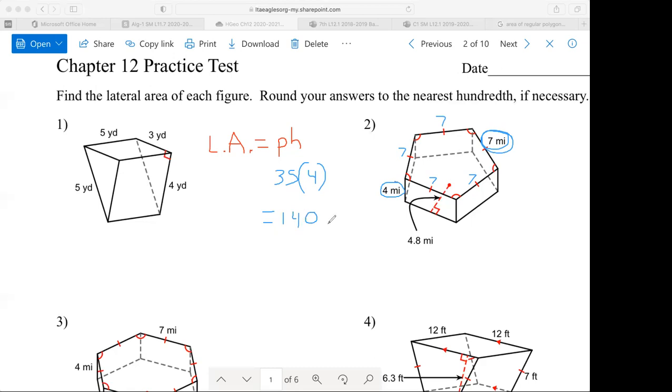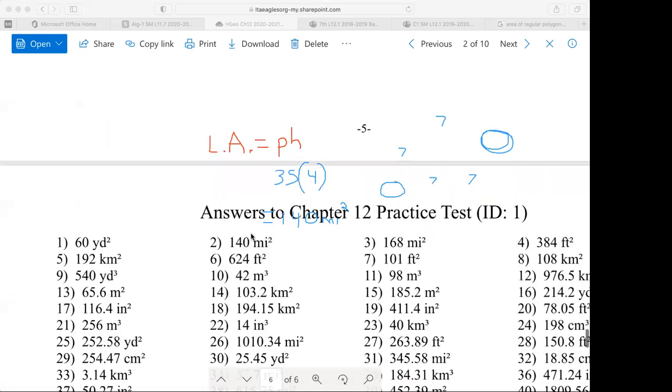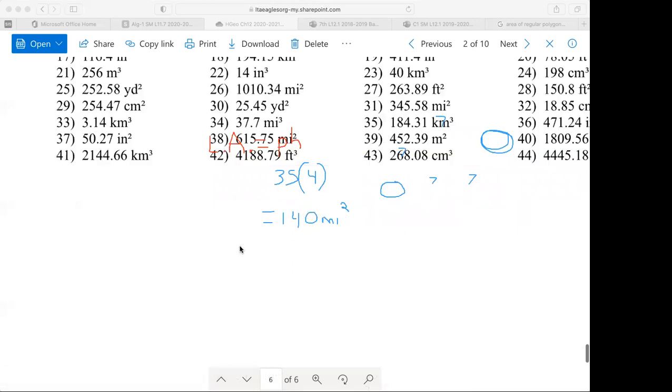Areas are always in square units. So this would be in miles squared, 140 square miles. As always, you can check your answers. That was number 2. Yes, I got it right, 140 square miles.